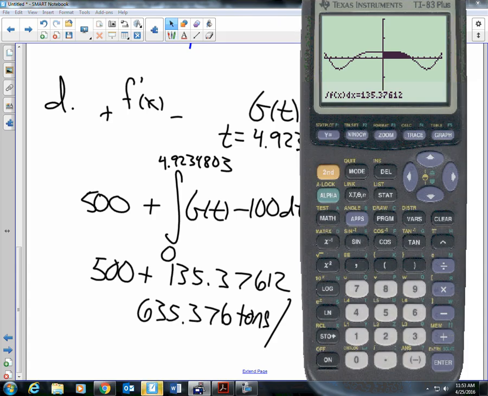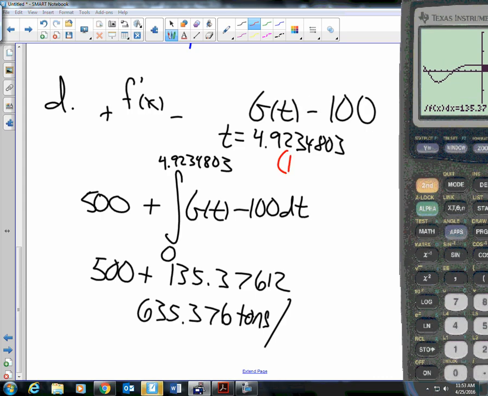So in this part, they do award 3 points. They give 1 point for finding where it's equal to 0. They give 1 point for looking for the positive to negative change. And then they give 1 point for setting up the integral and coming up with the right answer.